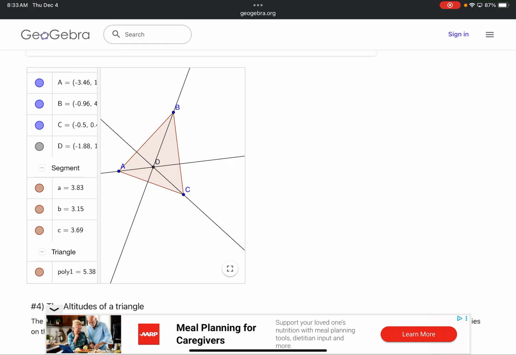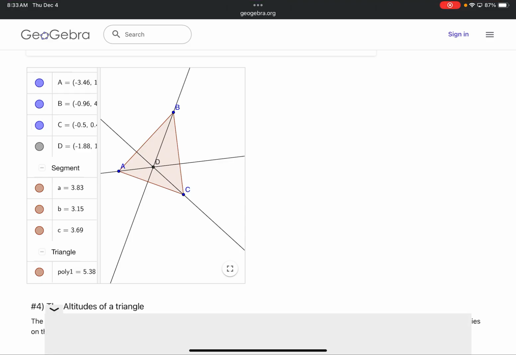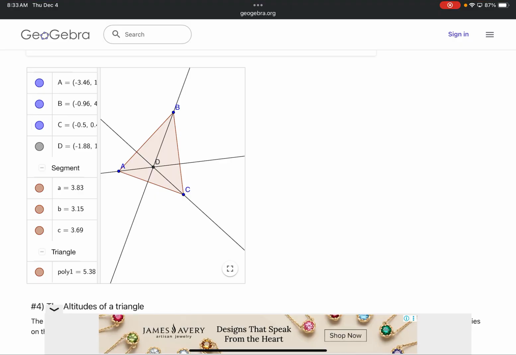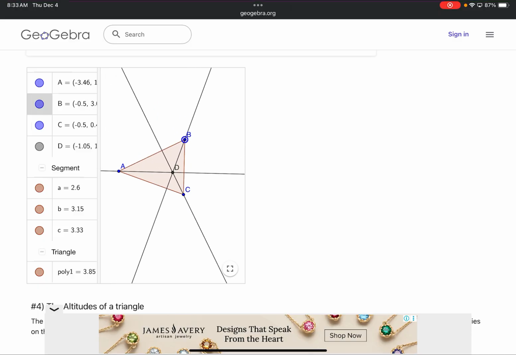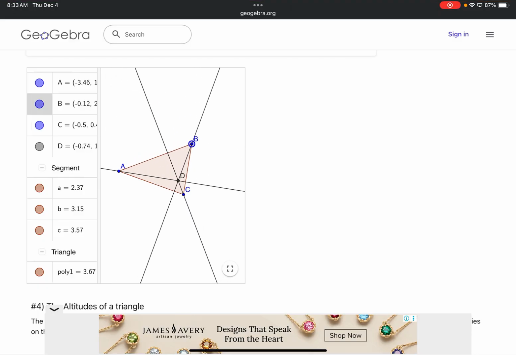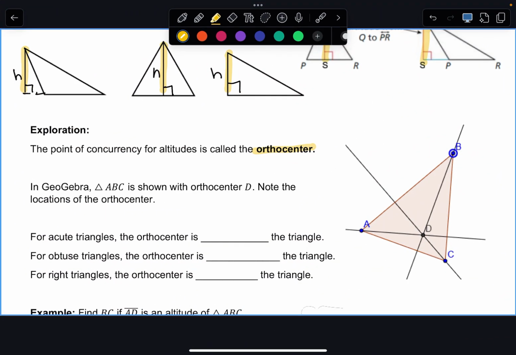Is my orthocenter inside or outside my triangle? What do we think? Where's that point? Point D, is it inside or outside? Inside. Okay, so for acute triangles, no matter what, if they're acute, this is still acute, this is still acute, the orthocenter is going to be inside your triangle. Just like over here, our altitude was inside, and the intersection of all the altitudes is also inside.